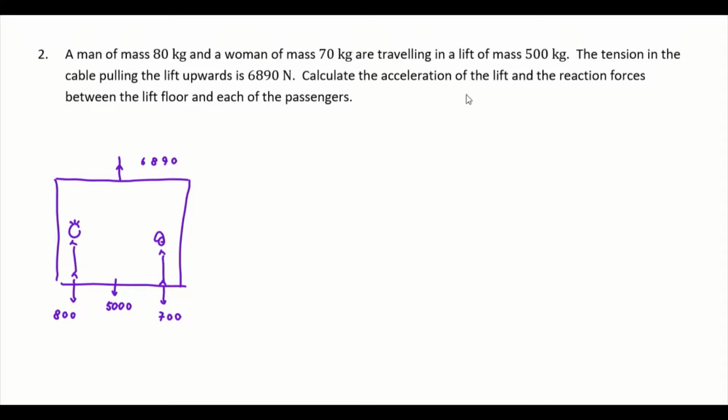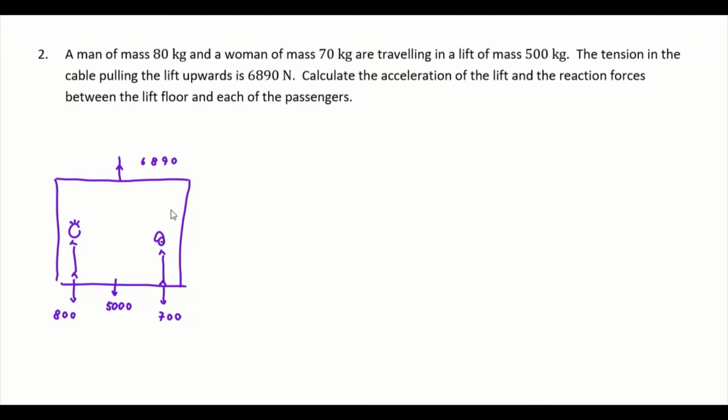Find out the acceleration of the lift and the reaction forces between the lift floor and each of the passengers. So there are 3 things that we need to find. The first one is the acceleration of the lift, which is basically the acceleration of the two persons as well. Then the last ones are the normal reaction on the man and the normal reaction on the woman.